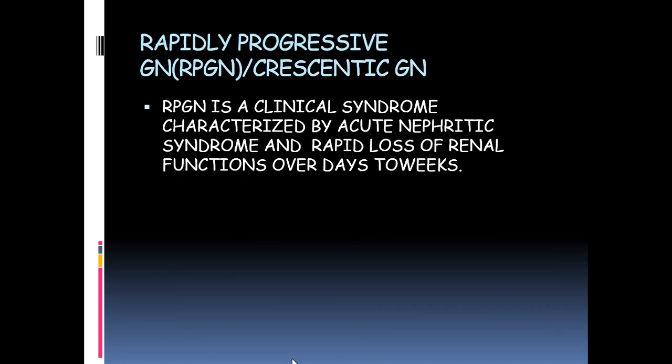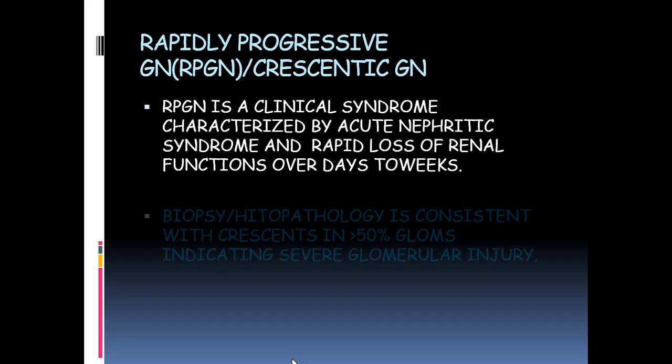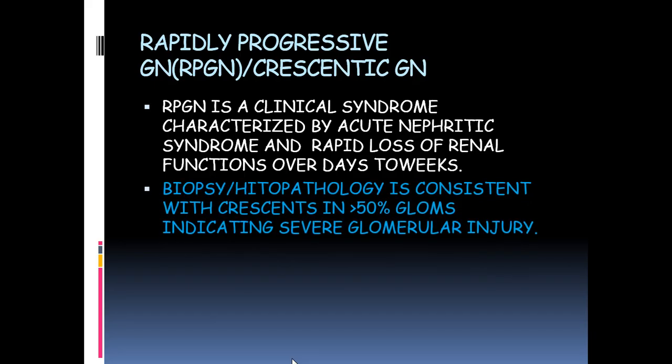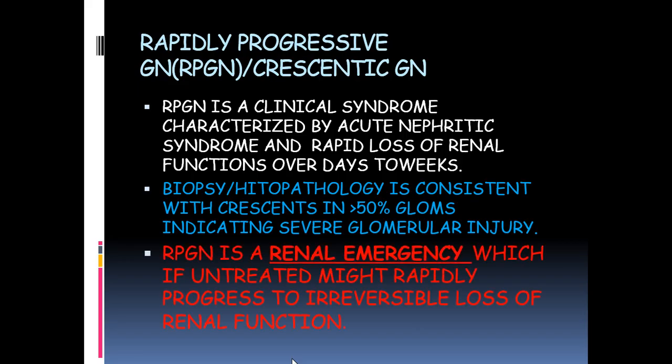And the rapidly progressive glomerulonephritis, as we discussed, is again a clinical syndrome, nephritis plus the rapid loss of renal functions within days to weeks. And if histopathology is done, it's consistent with crescents in more than 50% of glomeruli, indicating severe glomerular injury. Then you label it as crescentic glomerulonephritis if you get crescents which are more than 50%. So RPGN is a renal emergency, to emphasize, which if untreated rapidly leads to the irreversible loss of the renal functions. So this inflammation needs to be halted by immunosuppressive therapies.